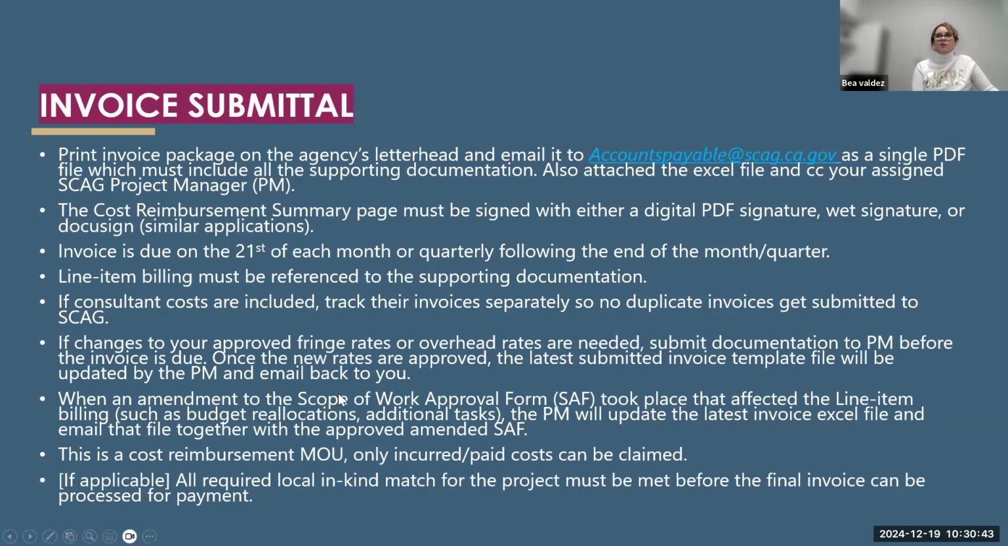Then for your invoice approval fringe rates, we want that at the beginning, the first invoice, and then any invoices afterwards where you have a change to either form. Okay. Same thing with your scope of work approval. Again, this is a cost reimbursement MOU, so we only pay for incurred and paid costs claimed. If you have local in-kind match, we do want to make sure that local in-kind match gets completely fulfilled before the last invoice takes place. Okay.